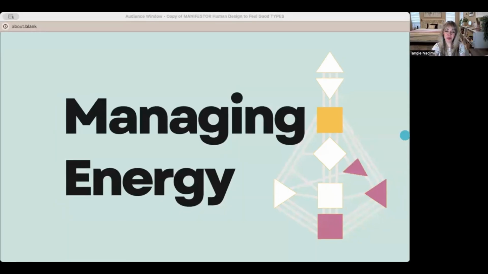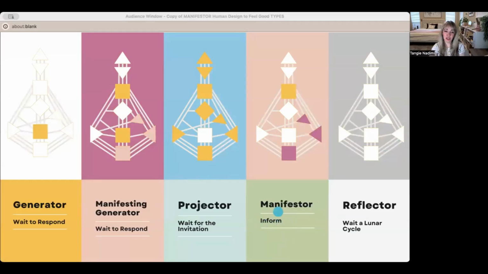The way that a manifestor manages their energy is through that strategy of informing, which is different than the other 4 types.